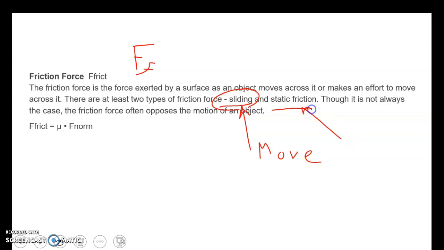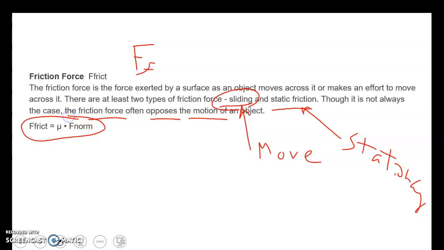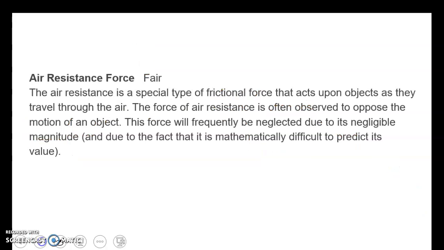And then static friction is when the object is not moving or stationary. Friction almost always opposes the motion. Now, it's not always, but almost always. And the force of friction has a formula. Again, we'll talk about this more. It has a constant called mu, the coefficient of friction, and it's multiplied by the normal force. But frictional force is another force we're going to have to look at.